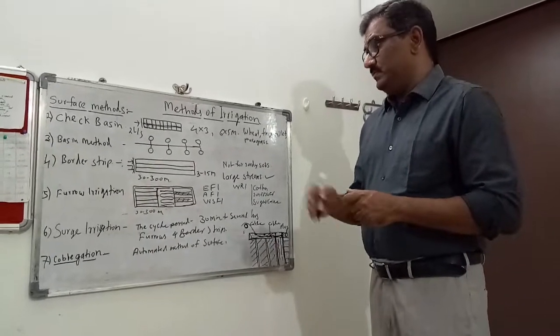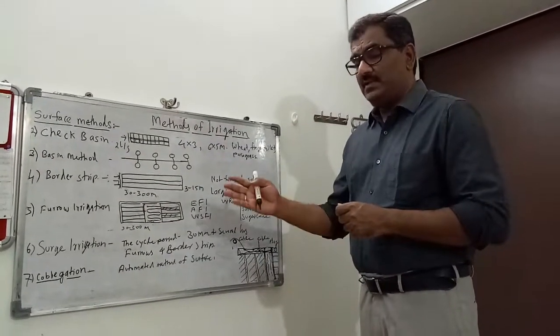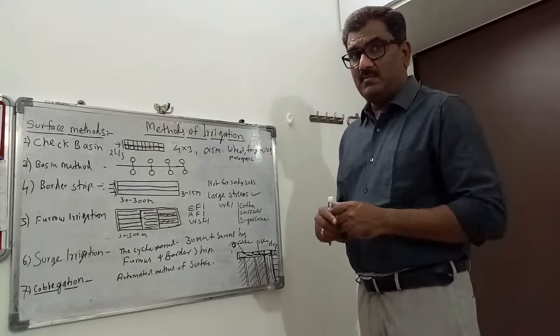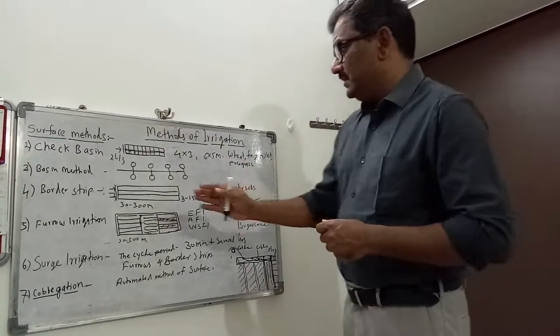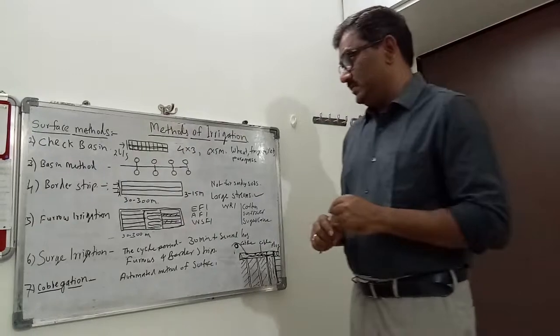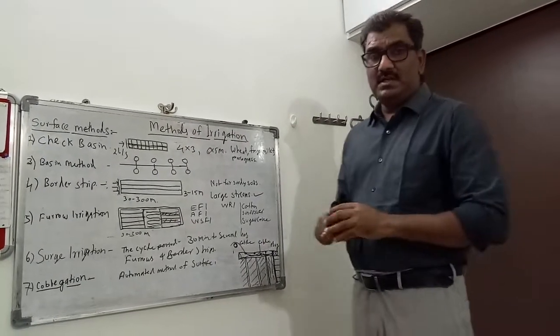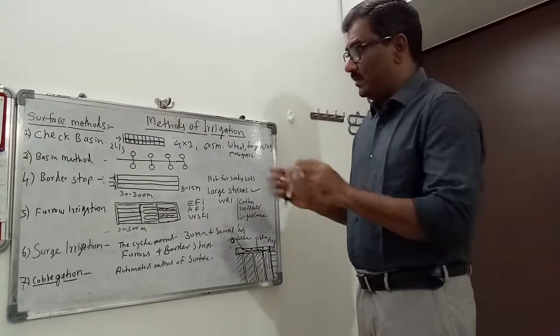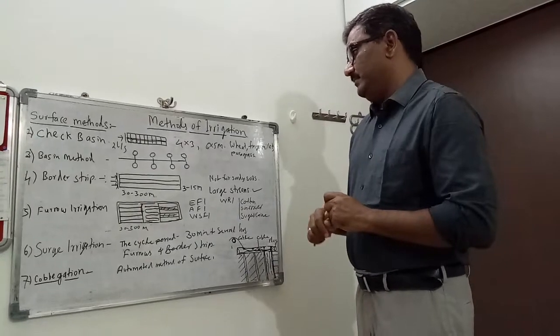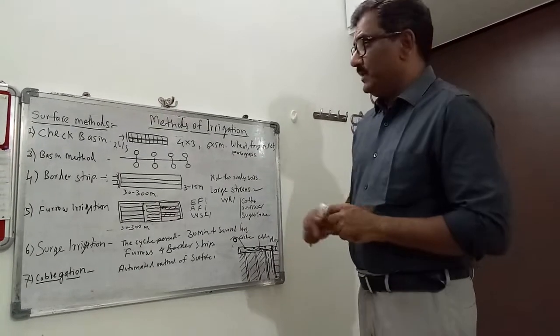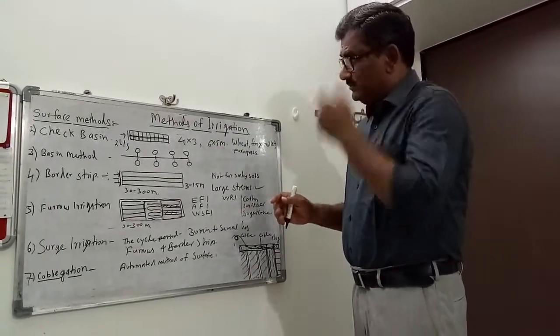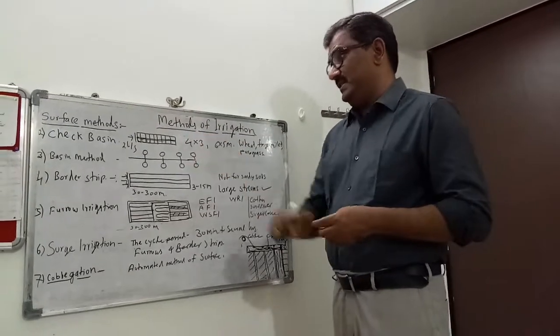Also, if the stream size is big, then we can use this method, but if the stream size is small we can't use this. So there are several other methods which are used for different situations depending upon the slope of the land, the type of crop, and also the texture of the soil. So accordingly, the first one in that case is the check basin.